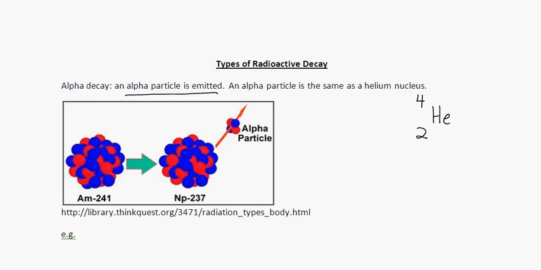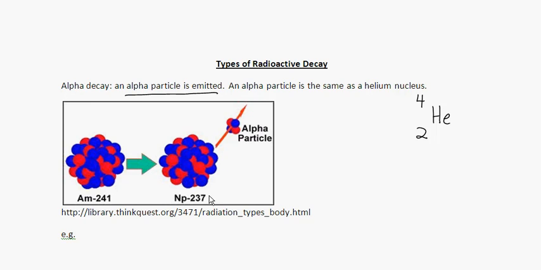There are three different types of radioactive decay. The first type we're going to look at is called alpha decay, and that's when an alpha particle gets emitted. What is an alpha particle? It's the same thing as a helium nucleus. So it's 2 protons and 2 neutrons, which would give it a mass of 4, and no electrons. It's just the helium nucleus.